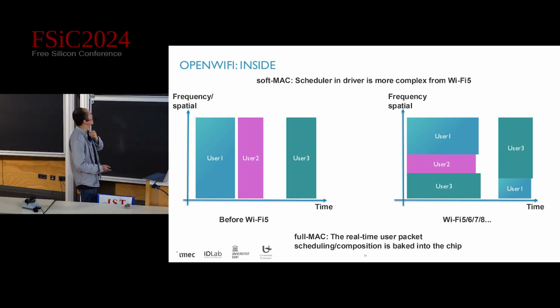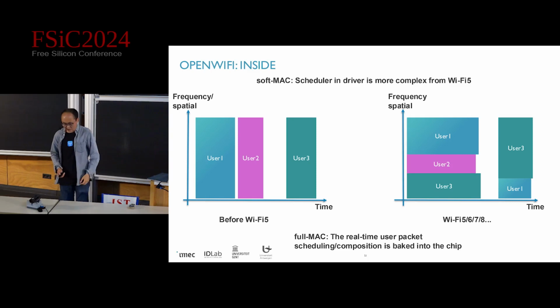One of the reasons is the multi-user packet scheduler. Because we use SoftMAC, we can do the packet scheduling in software, in the driver. But before Wi-Fi 5, you only decide which user's packet comes first. It's a time domain scheduling. But starting from Wi-Fi 5, 6, 7, 8, they add more dimensions. You can compose multi-user data and assign it to different frequencies or different spatial streams at the same moment. So the scheduler becomes much more complicated.